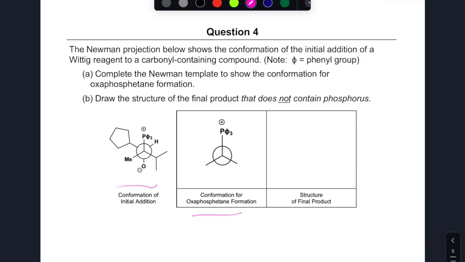the oxaphosphetane. Remember, this is the betaine, this is the first addition material. If it's going to go through the elimination, what we have to do is this oxygen and that phosphorus need to be located close to each other in an eclipsing relationship. So the main thing we're doing here is we're rotating that phosphorus and oxygen, the plus and minus together, so that they can do that elimination to make our double bond.